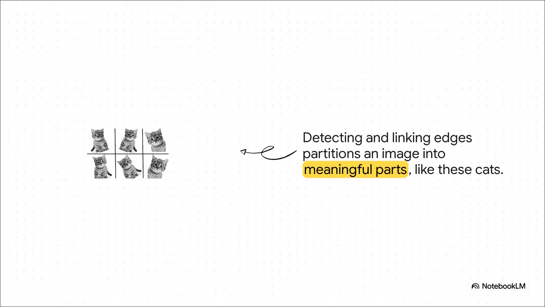So here's how it works. First, an algorithm scans the image and detects all the individual pixels that look like they're on an edge. Then, a separate process comes in and plays connect the dots, linking them up into continuous boundaries. The end result is what you see here. The image is partitioned into these meaningful chunks. Now, the computer doesn't know it's looking at cats yet, but it sees distinct shapes against a separate background. And that is the crucial first step towards true recognition.